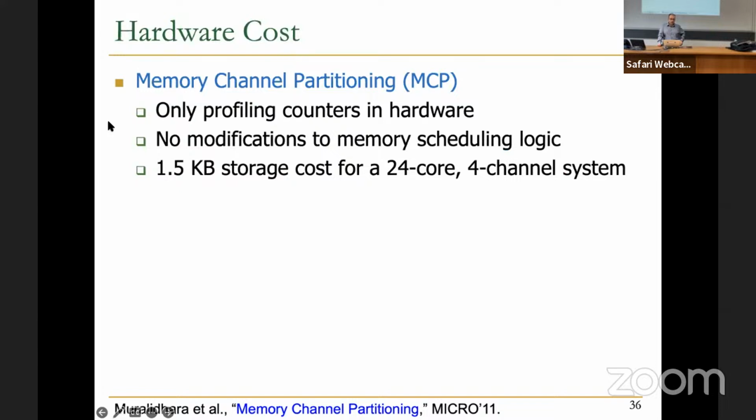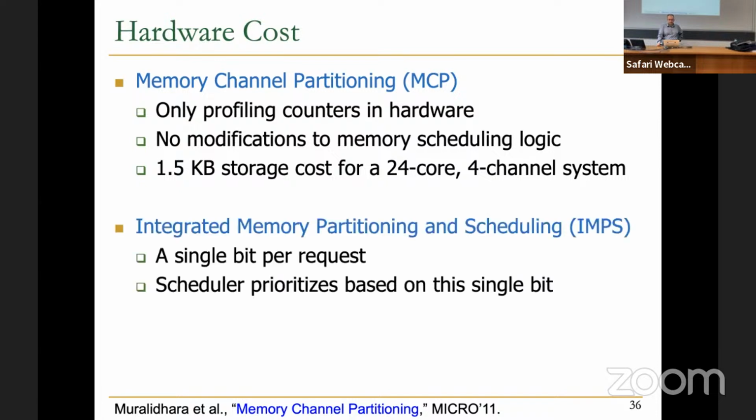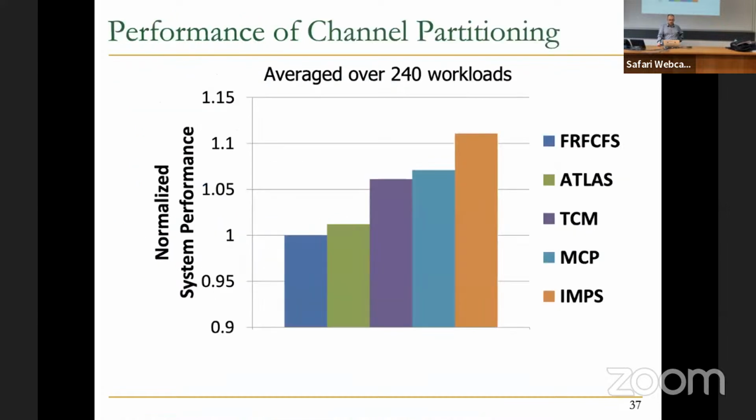So here are also some results for hardware costs, like memory channel partitioning. We do profiling in hardware, so we need some counters. We don't need modifications to the memory scheduling logic for memory channel partitioning, and we also have some storage cost per number of cores that we use. For the integrated memory partitioning and scheduling technique, you also need to do scheduling. So there is some logic that you need to implement, and that's a single bit per request essentially.